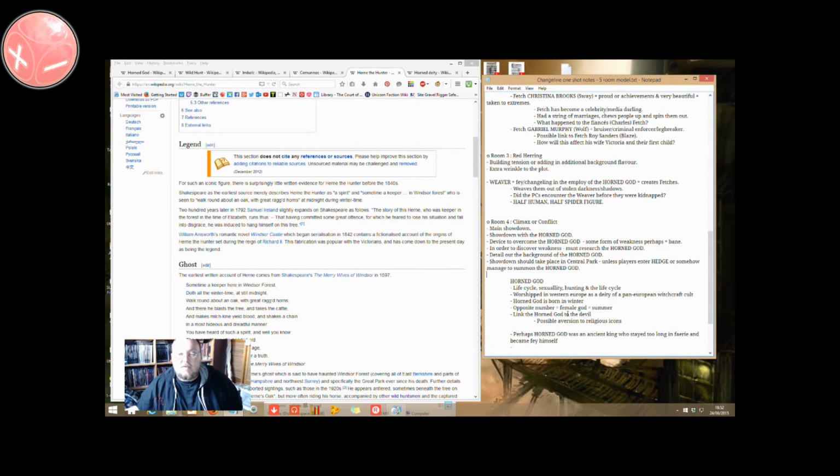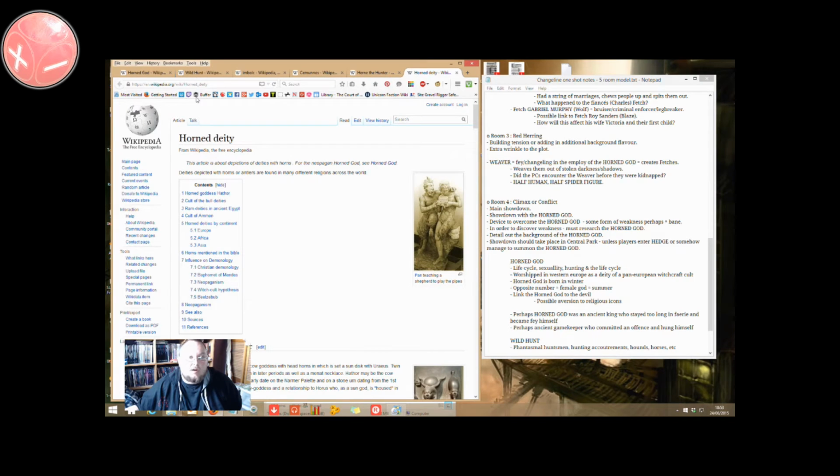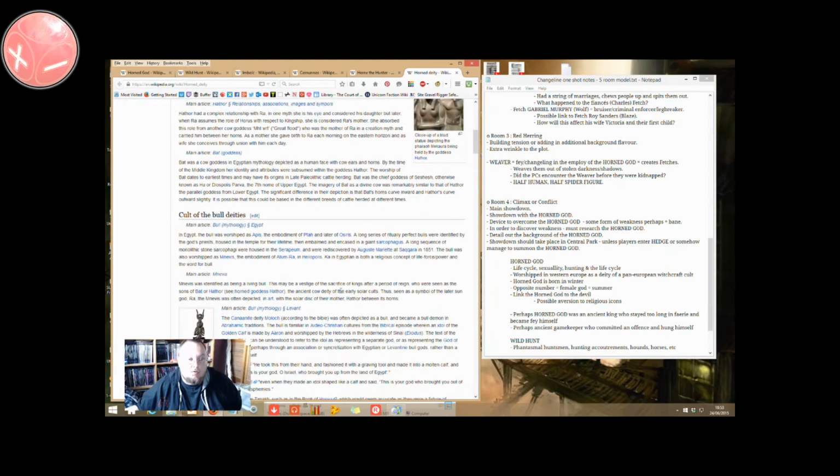One of the myths describes him as a gamekeeper who, in the forest in the times of Queen Elizabeth, having committed some great offence for which he feared to lose his station and fall into disgrace, he was induced to hang himself. So perhaps an ancient gamekeeper who committed an offence and hung himself. And finally we've got an article which is generally about the depiction of deities with horns.